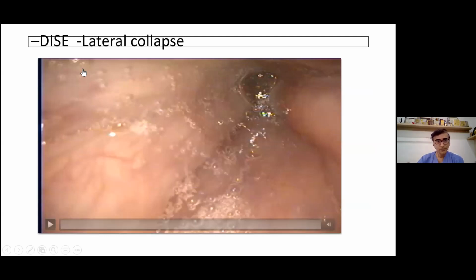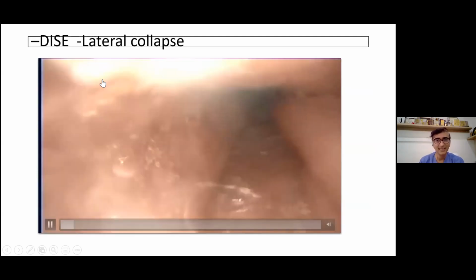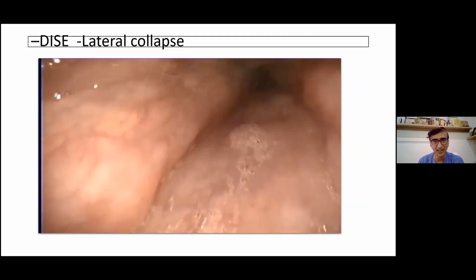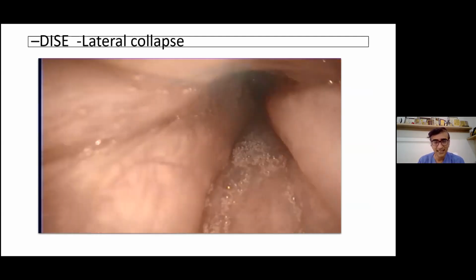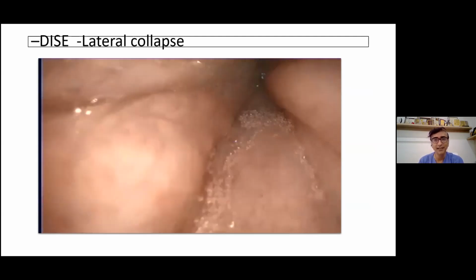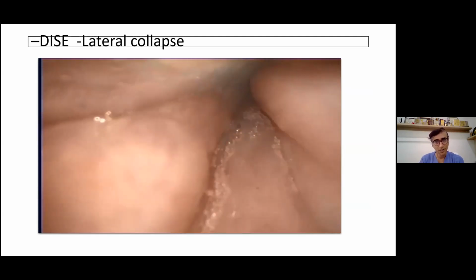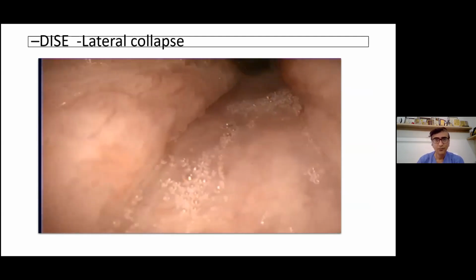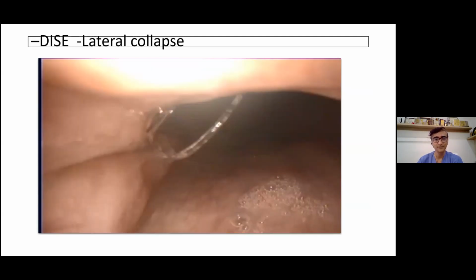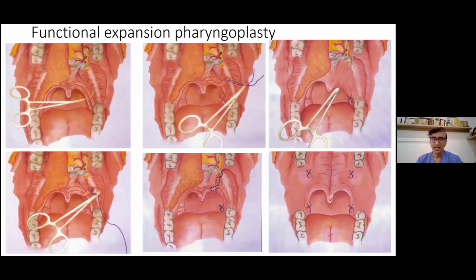From anterior posterior collapse, we have to talk about lateral collapse, because this is the second most common cause of obstruction at the level of the velum. This is a vibration, and DICE beautifully helps you to differentiate an obstruction from a vibration to a collapse. So now what was a vibration earlier is slowly changing into obstruction. So what do you do for these kind of obstructions?